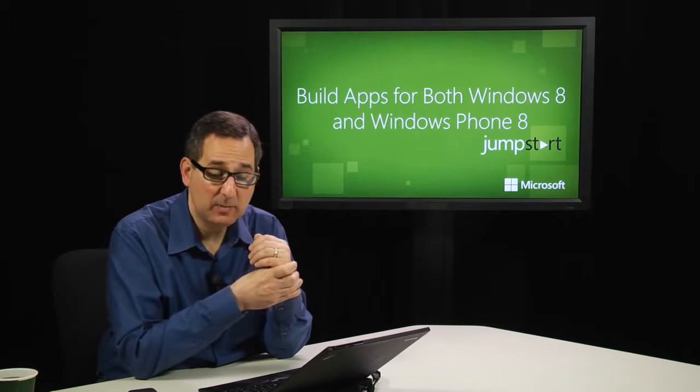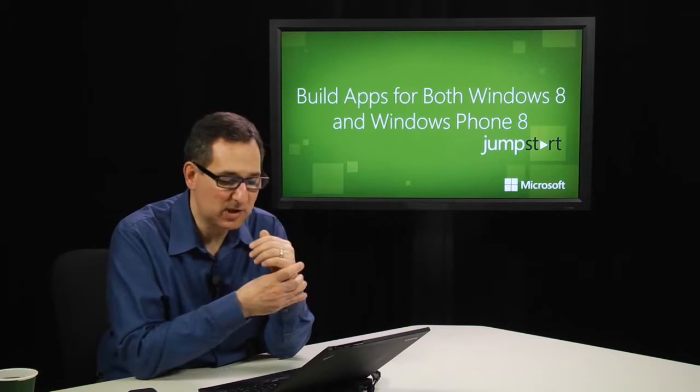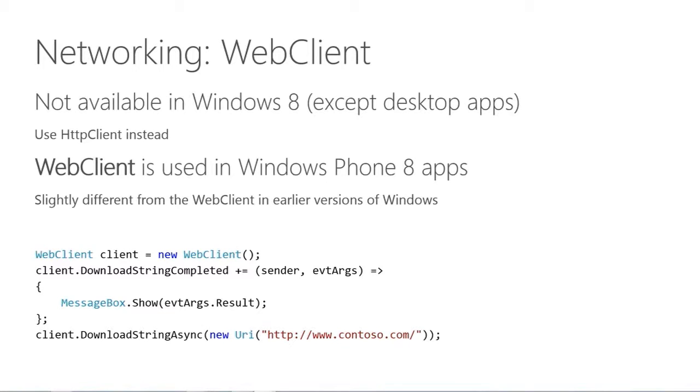On Windows 8, this is not available, but you do have something equivalent. You would use the HTTP client, which we just talked about. The web client is slightly different from what you may have seen in earlier versions of Windows. Here we have the example down at the bottom of the screen where I'm newing up a new web client and then setting the anonymous method there, and then downloading the string and then showing the results once that's done. So pretty straightforward, but not at all like it's done on Windows 8, and so you'll have to manage that between the two platforms.